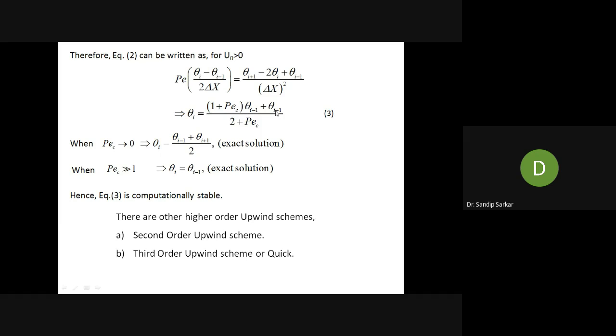Okay. The question is how theta I plus 1 can be neglected for Peclet number very greater than 1, right? That was the question, Simnath? Yes, sir. Okay. Now, if Peclet number is very greater than 1, that means 1 plus Peclet number is basically Peclet number, right?